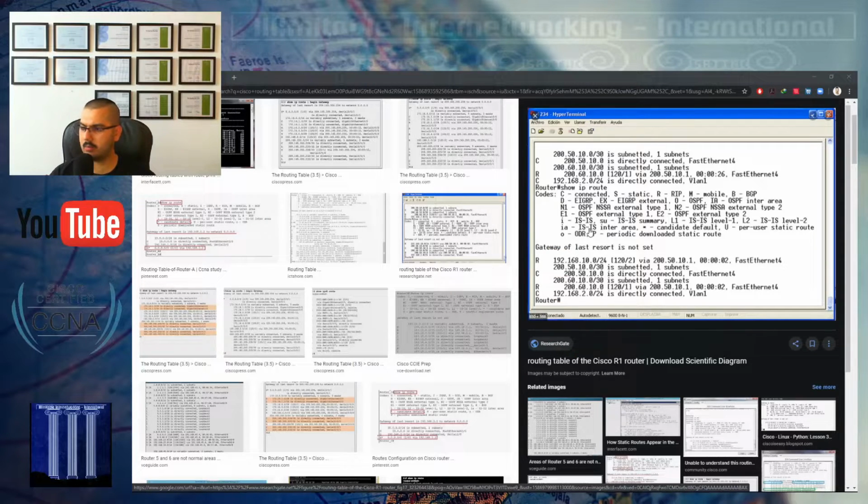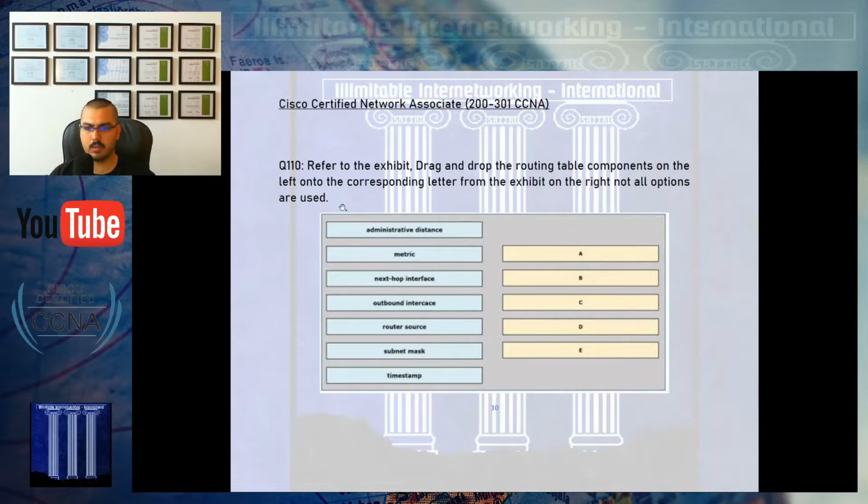Share the screen, one minute. Okay, let's head into this and hopefully we will find something. No, definitely not. Okay, let me read this one. Drag and drop the routing table components into the corresponding letter. Okay, one minute. What does corresponding letter mean?